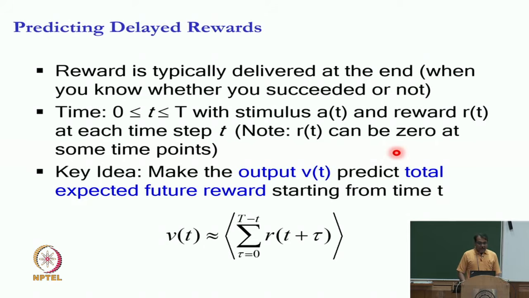And now, the key idea is to make the output prediction V_t. V_t is the expected long term value starting at time t, right, and it is therefore given by all the rewards I will get starting at time t up to time capital T, right.